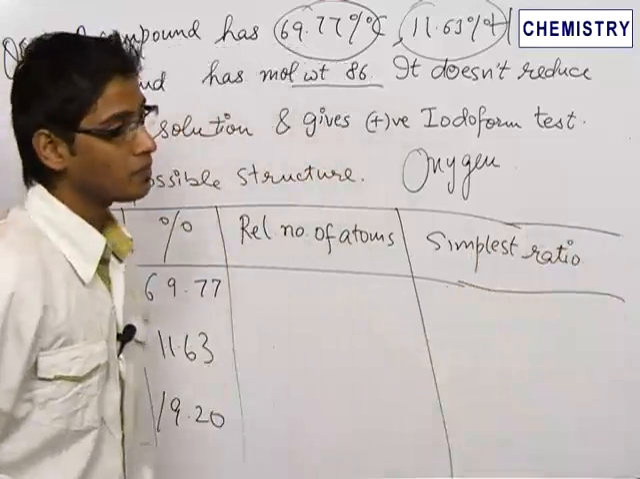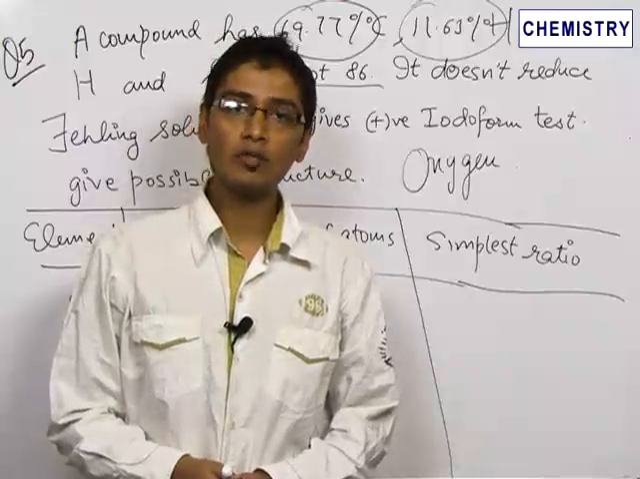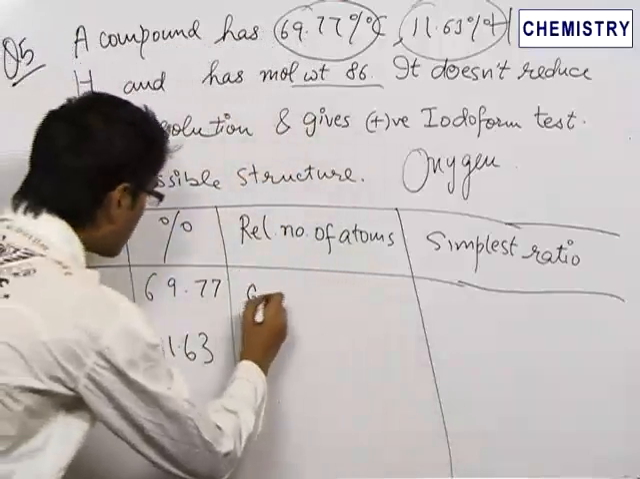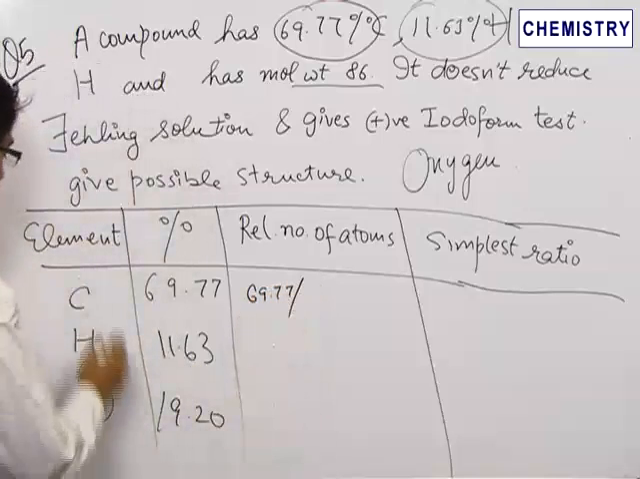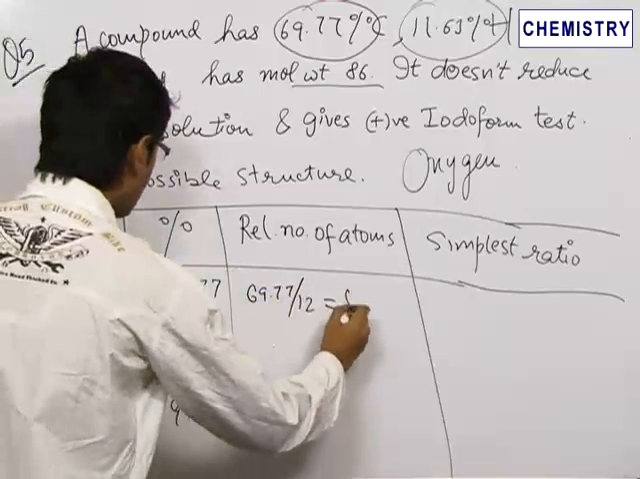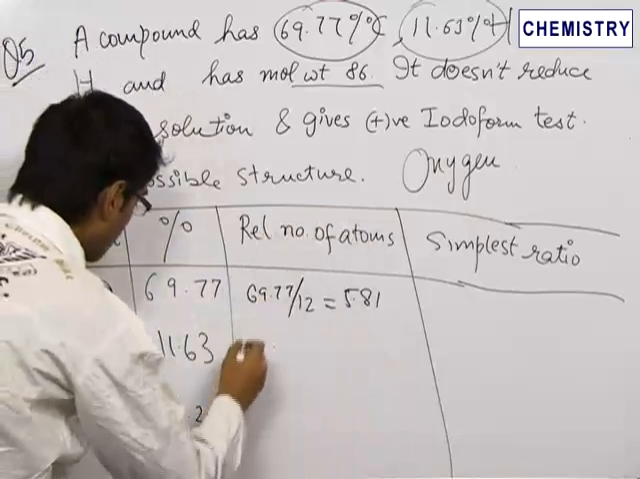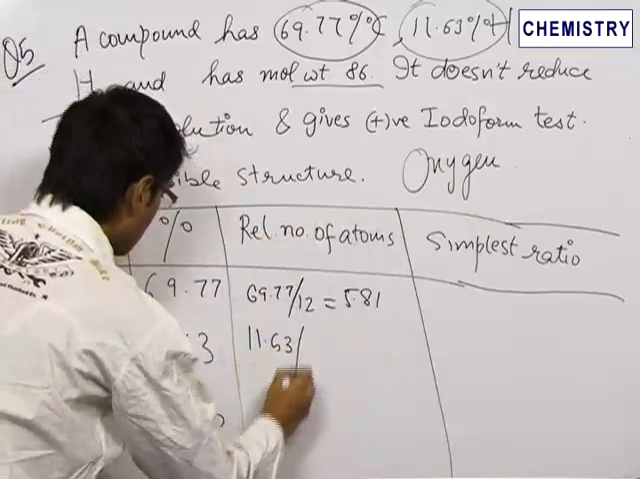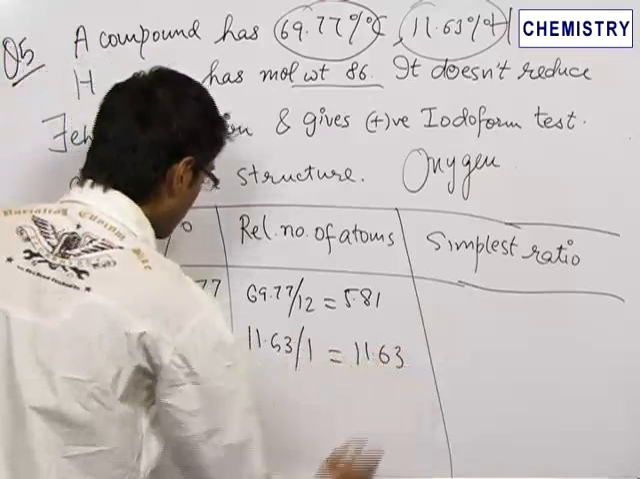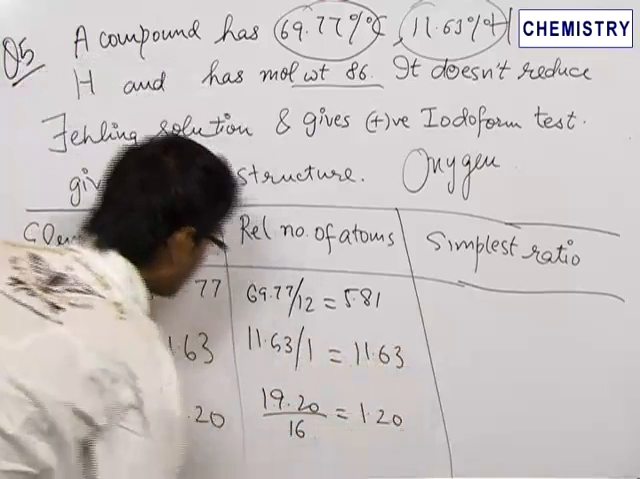The approach of this question is, we'll first find out the empirical formula of this compound, and from this empirical formula we'll find out the molecular formula of the given compound. The relative number of atoms are found by dividing the percentage by the atomic mass of carbon, which is 12, and hence we get the relative number of atoms of carbon as 5.81. The relative number of atoms of hydrogen will be 11.63 divided by the atomic mass of hydrogen, which is equal to 1, so we get 11.63, and similarly 19.20 divided by 16, which is equal to 1.20.